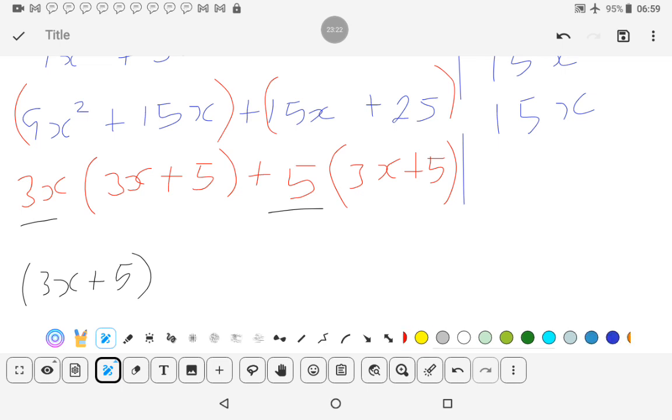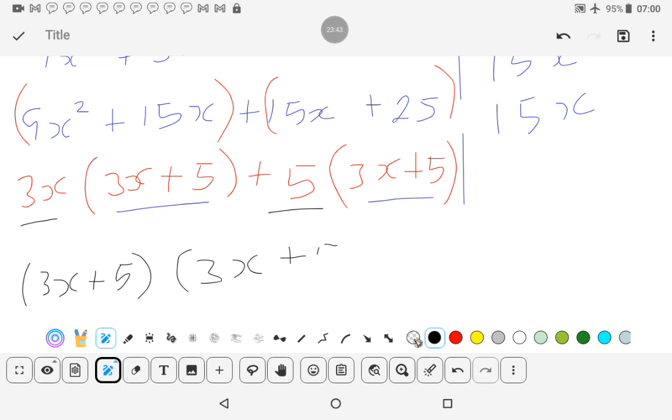So this is one and then this is the other. If the number is the same, we carry one. The numbers are common, 3x plus 5, and the other one is also 3x plus 5. So we take one. So we have 3x plus 5. And this is it. You're done factorizing this particular expression.